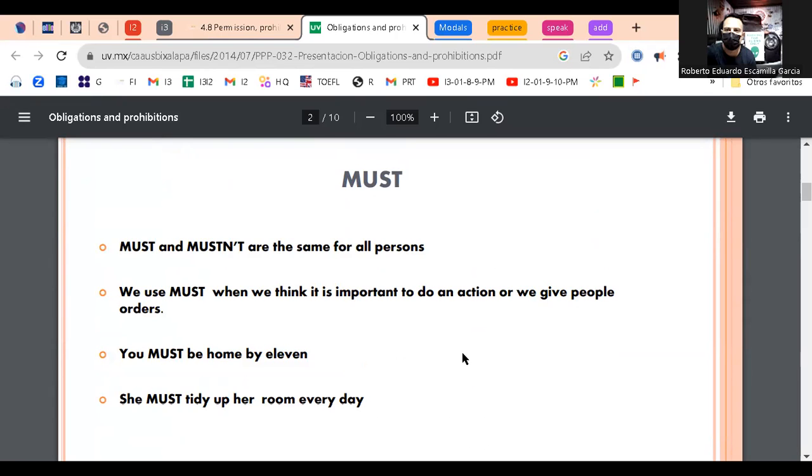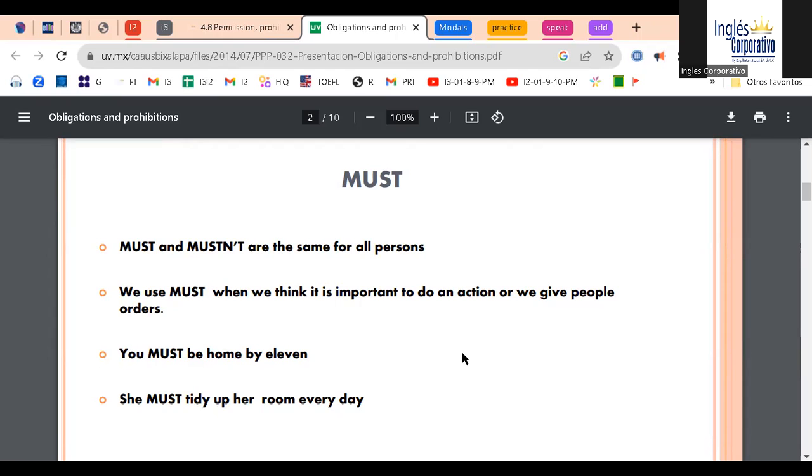Okay, must and mustn't are the same for all persons. We use must when we think this is important to do, an action, or to give people orders. You must be home by 11. She must tidy up her room every day.